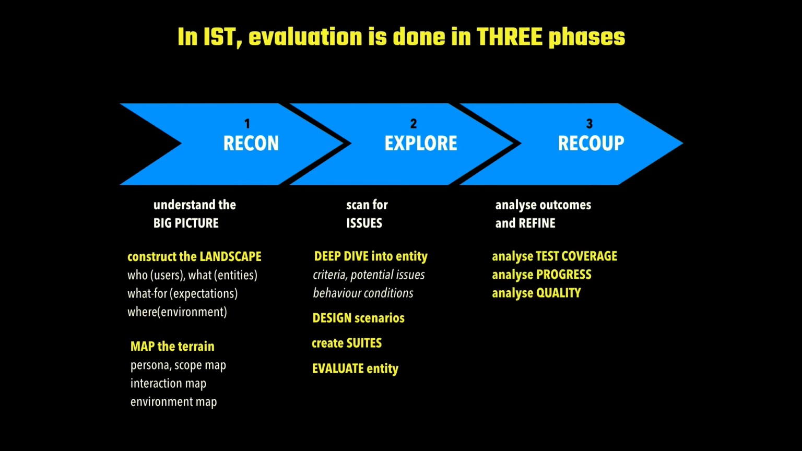Once we're done with this, we get results, and that's phase 3, where we analyze the outcomes. And what do we analyze? We analyze test coverage for sufficiency, we analyze progress, and finally we analyze the quality of the entity under test.